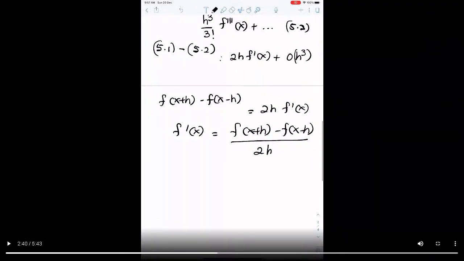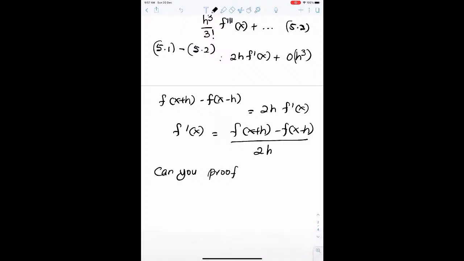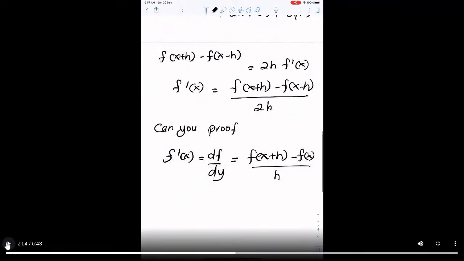How do I prove the formula for f'(x) that we call the forward difference formula, dy over dx equal to f(x + h) minus f(x) divided by h? This only uses the point x + h in front, and f(x) is the center. So you just use 2 points, f(x + h) in front, and the center f(x).